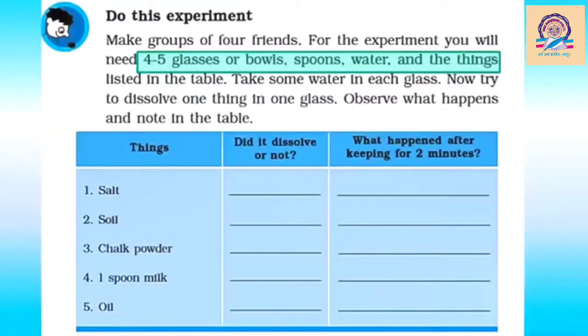Let's do one more experiment. For this experiment, you will need 4 to 5 glasses or bowls, spoons, water, and the things listed in the table, that is salt, soil, chalk powder, 1 spoon milk and oil. Take some water in each glass. Now try to dissolve one thing in 1 glass. Observe what happens and note in the table.